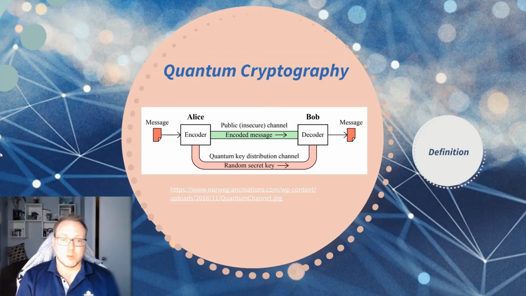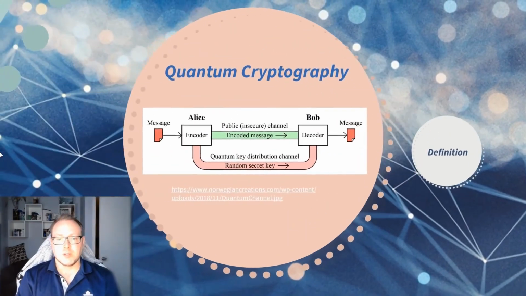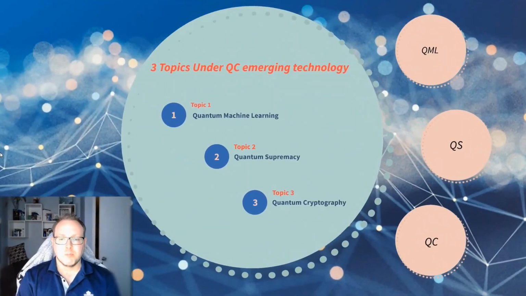Now, quantum cryptography aims to completely undo this model. Instead of using complex math, it's going to be monitoring states of qubits, which is basically enabling the use of quantum mechanics to encrypt and transmit data in a way which cannot be hacked until it reaches its intended destination. And that is going to be our preferred topic, and I will pass things on to Fajir, who will delve deeper into the subject for us.